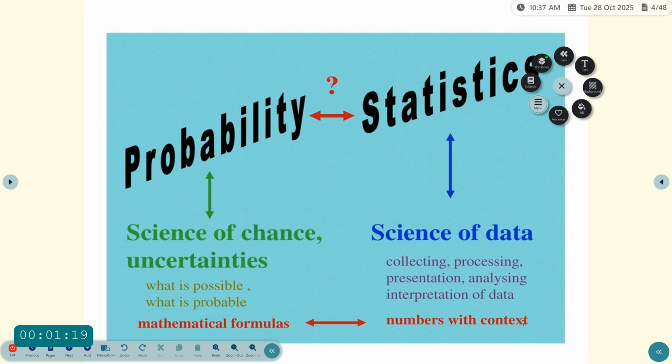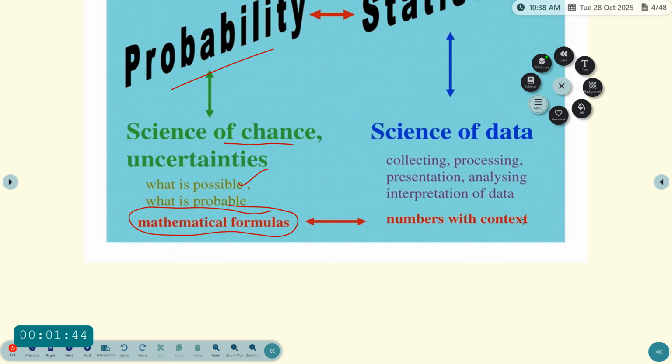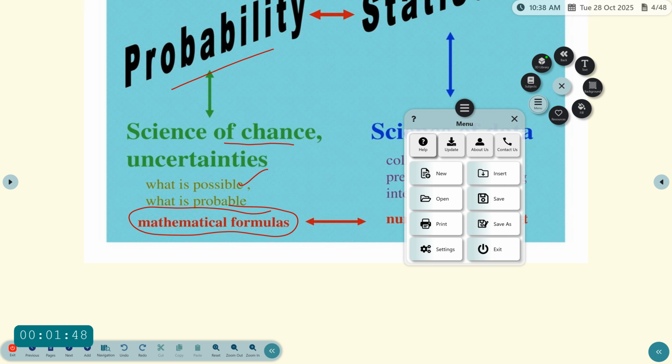So what is meant by probability? Already we studied probability at school level. Probability is the chance of happening. It is the study of uncertain events. What are the possibilities? What is the chance? This is called probability. All probability is based on mathematical formulas. So probability is one side. What is on the other side?